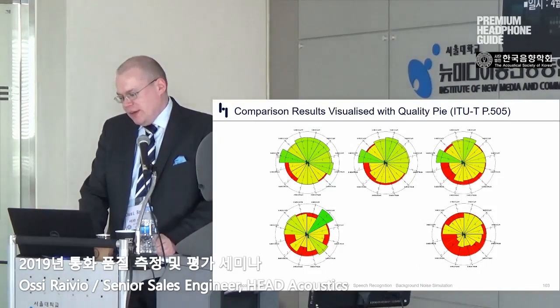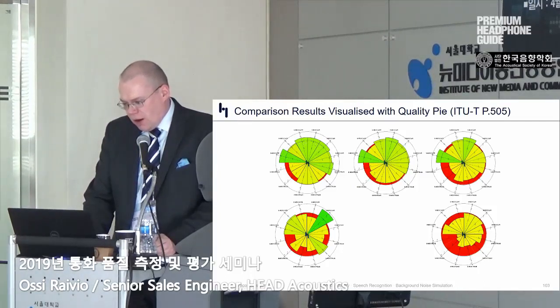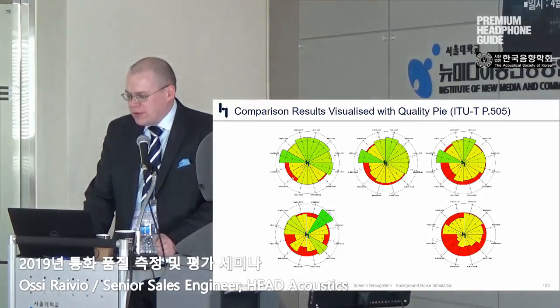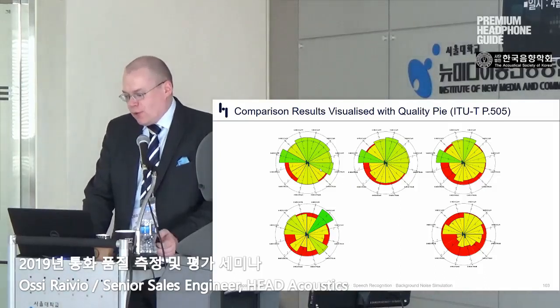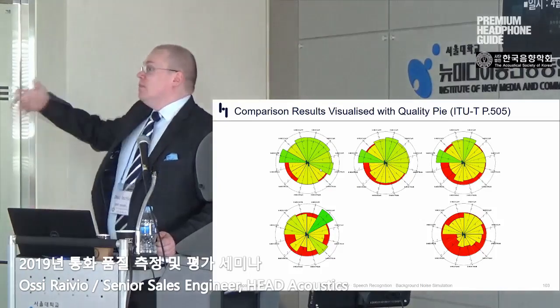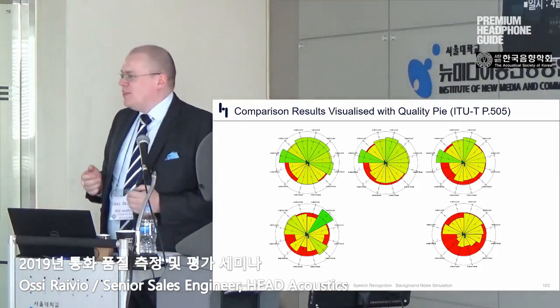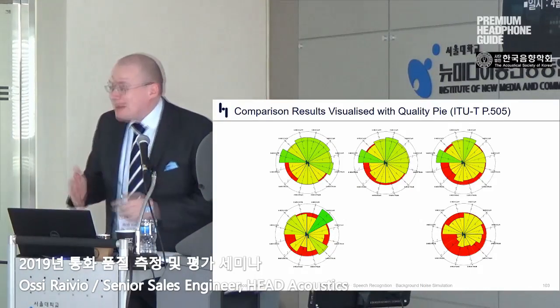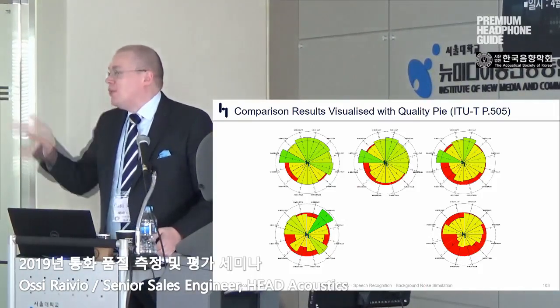So always three slices per each noise. So we have the cafeteria, car, train station, and crossing, road crossing. And we can see the performance of the different mobile phones here. You can see, of course, the more green you see, the better the result is. So I sometimes call this the management-friendly way of representing data, because it's easy to say the more green, the better the result.